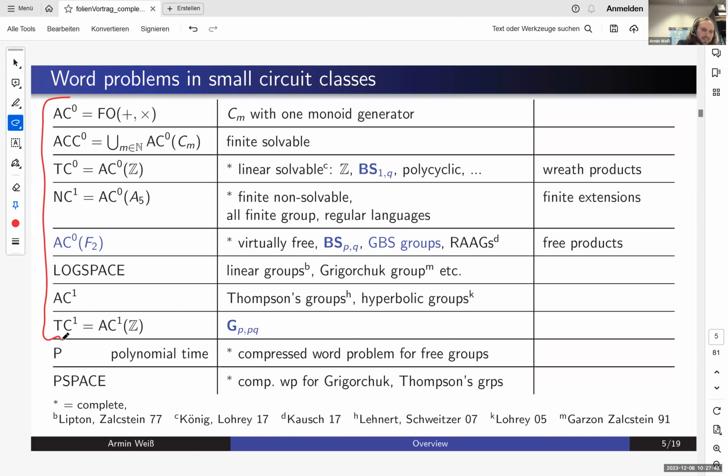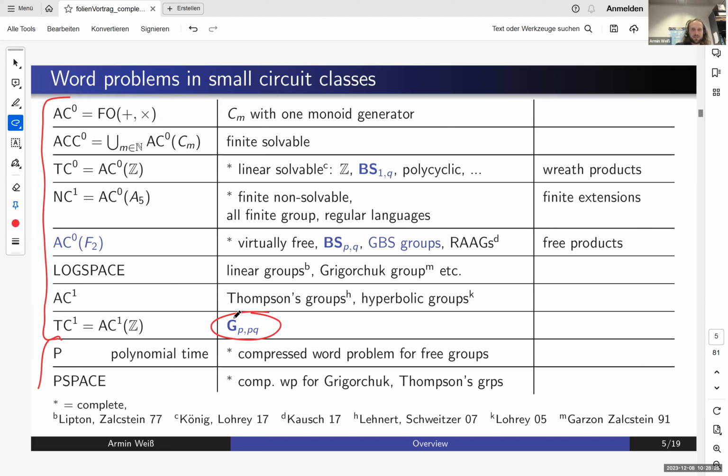But then we also have the larger classes. P, for polynomial time. And there we know that the compressed word problem for free groups is complete. And this means we don't believe that there's a parallel algorithm, because every polynomial time problem can be reduced to it. And it's widely believed that polynomial time is not equal to the parallel hierarchy. And if you go even further, we can go to polynomial space. And there, the compressed word problem for the Grigorchuk group or Thompson's groups become complete. Okay, so that's a rough overview over all those circuit classes.